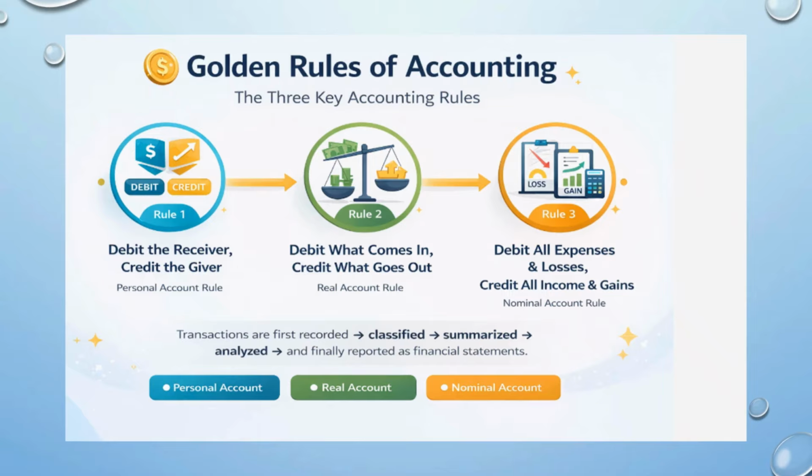For example, we are purchasing a raw material. Raw material comes in, we are paying cash. So debit what comes in, credit what goes out.